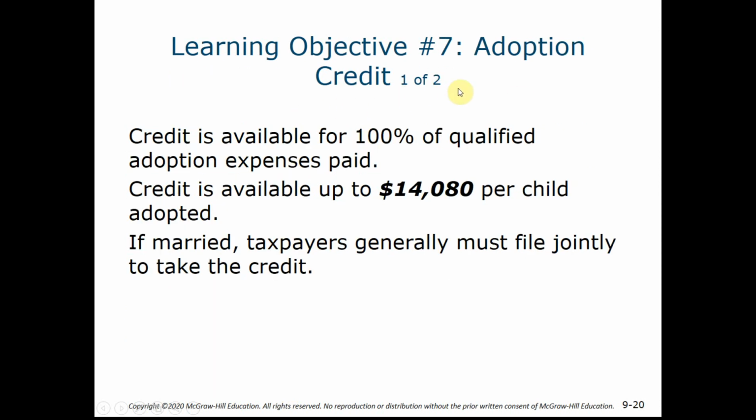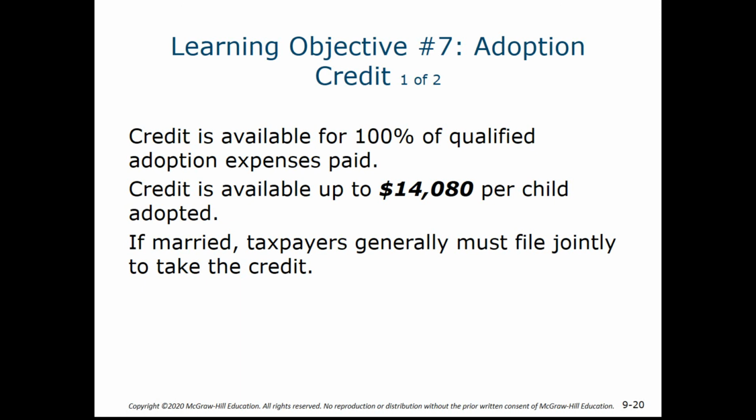Another important credit for many taxpayers is the adoption credit. The credit is available for 100% of adoption expenses, up to $14,080 per child. Taxpayers generally must file a joint return, though, to get this credit. So this is one of those limitations that are often imposed on various types of credits and deductions. In this case, the taxpayers generally must be married. How married is defined is determined at the state level. The federal government doesn't get into that.